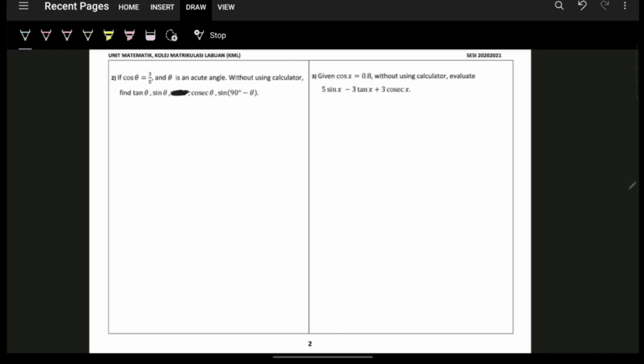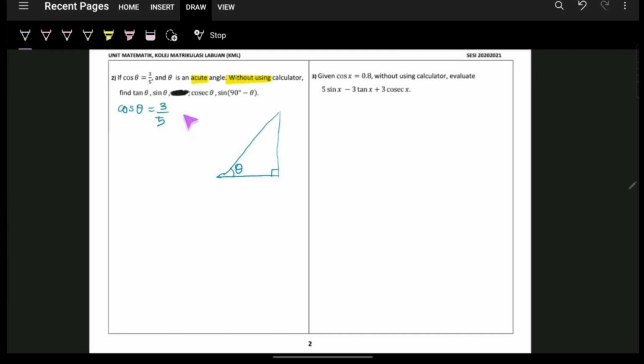Okay, we move to example 1, number 2. If cos theta is equal to 3 over 5 and theta is an acute angle, this is the keyword, acute angle, without using calculator, then we know that we are going to use the ratios, and we need to find all of this information. So first of all, because the information given to you is cos theta equal to 3 over 5, and without using calculator, that means you are going to need a right angle triangle, and you let theta be here. It can be here, up to you, but I put it here.